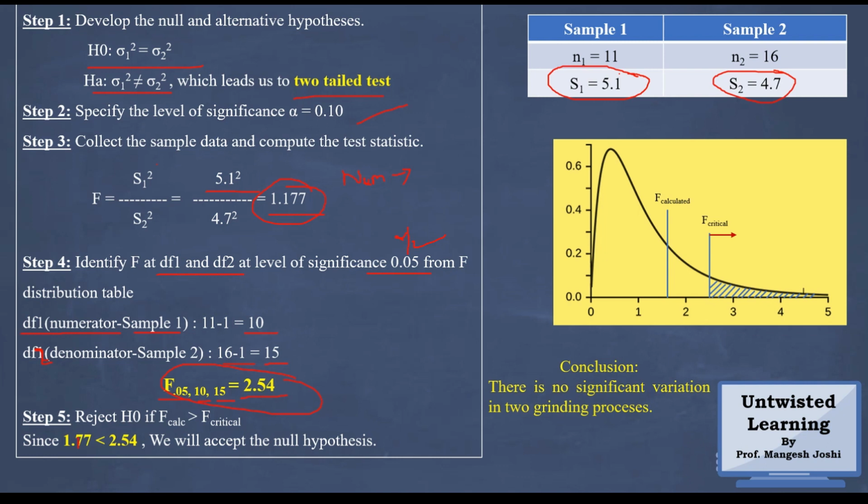This is also shown with the help of this figure. The critical value from the table is 2.54 over here and the calculated value is 1.177. Since it is not in the rejection region, it is in the acceptance region, we have to accept the null hypothesis, stating that there is no significant variation in the two grinding processes.